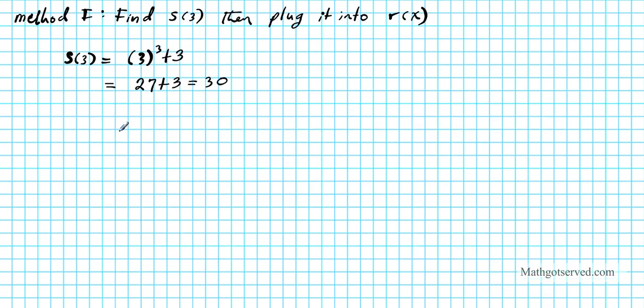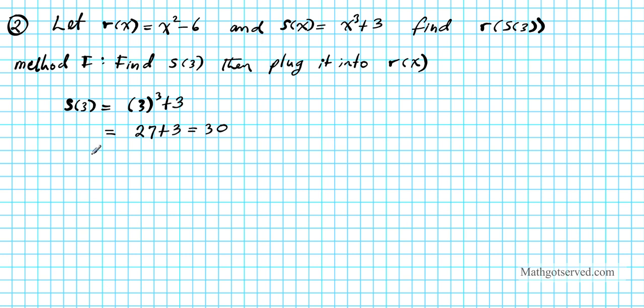Now let's do the second part, which is to plug it into r of x. We're going to plug this result into r of x. We know that r of x is x squared minus 6. So r of 30, inputting 30 into this function, we're going to have 30 squared minus 6. Okay? 30 squared is 900. 900 minus 6 is 894. So there goes our result. Now let's use the second method, method 2.